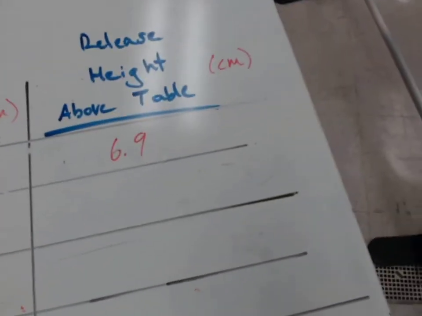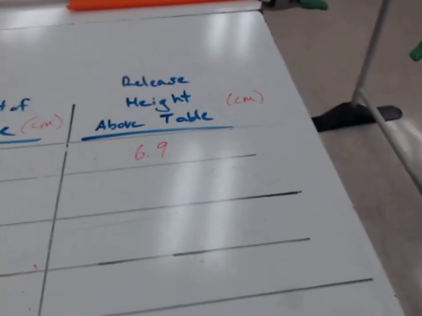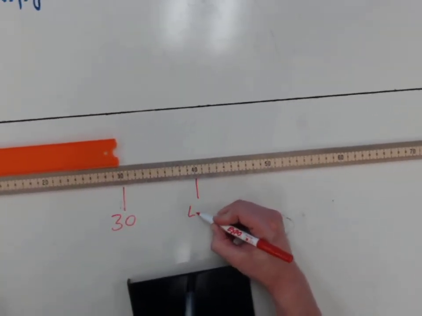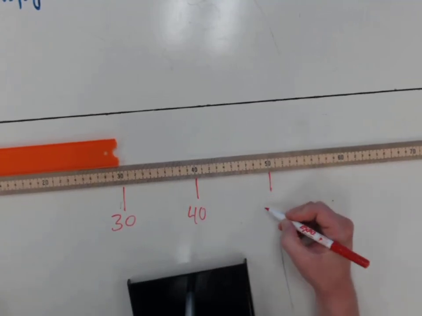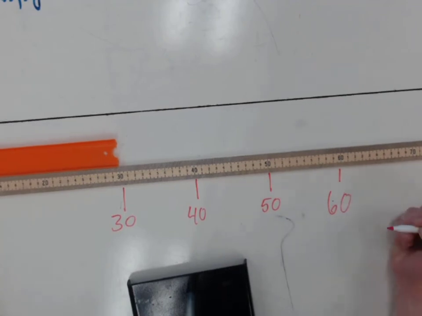We want to do that for all of our rows here. Find the release height above the table. Fill in all of those rows. I'm going to indicate where the markings on the ruler are with a marker on the whiteboard to make it a little easier to see.